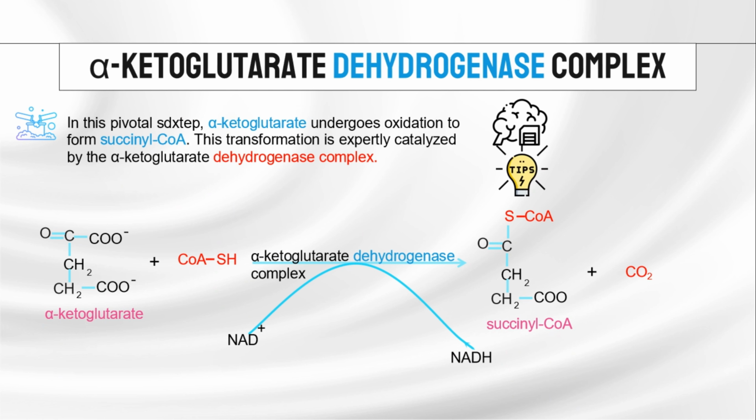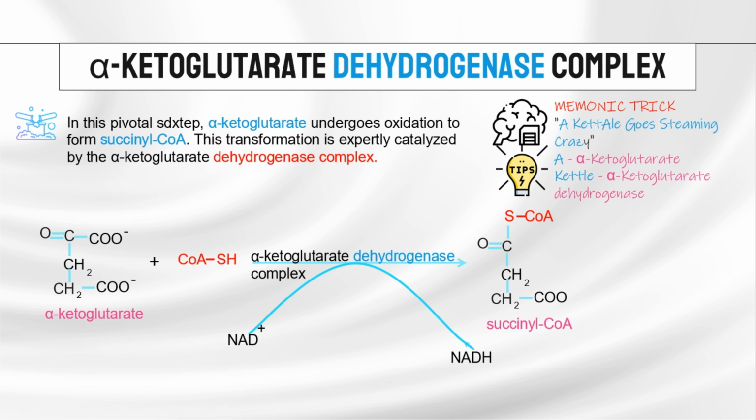To help remember this critical step, think of the mnemonic: a kettle goes steaming crazy. Alpha-ketoglutarate is transformed by alpha-ketoglutarate dehydrogenase. Kettle, through oxidation, goes into succinyl-CoA. Steaming, crazy. This imagery underscores the transformation process and the key players involved.